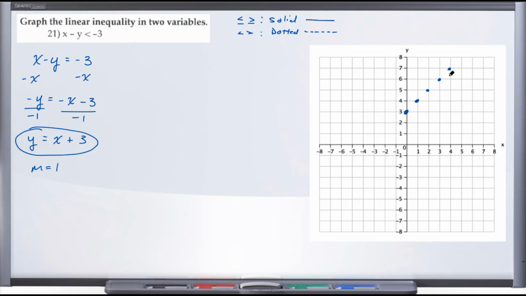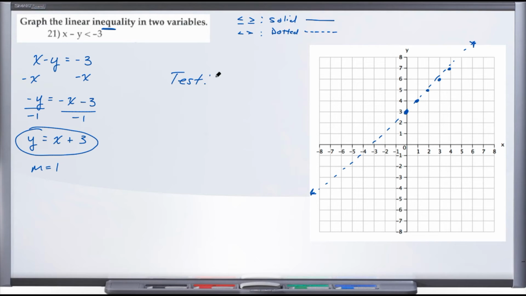And we're going to go ahead and connect now these points with a dotted line, because that's what our inequality tells us to do. And so what does that look like? Well, we're going to have a dotted line that looks something like that. And now, because we are graphing an inequality, we know we have to shade. We either have to shade above this line or below this line, depending on what our test point tells us.